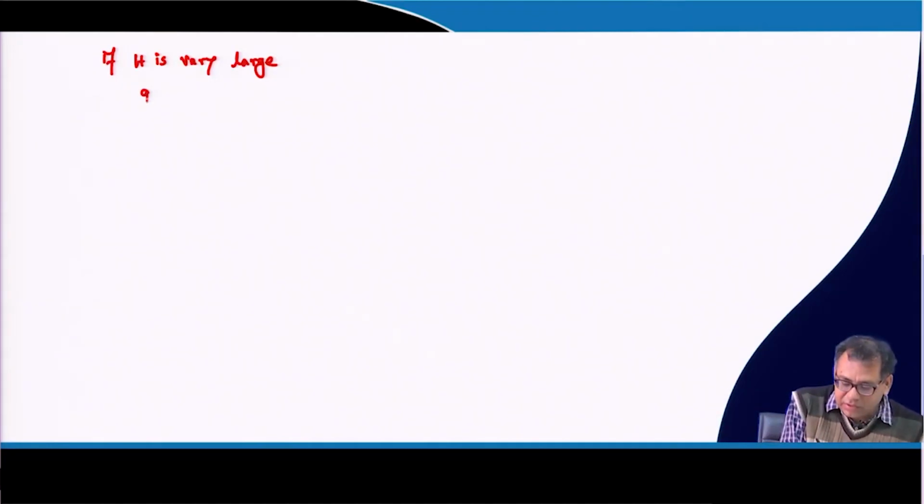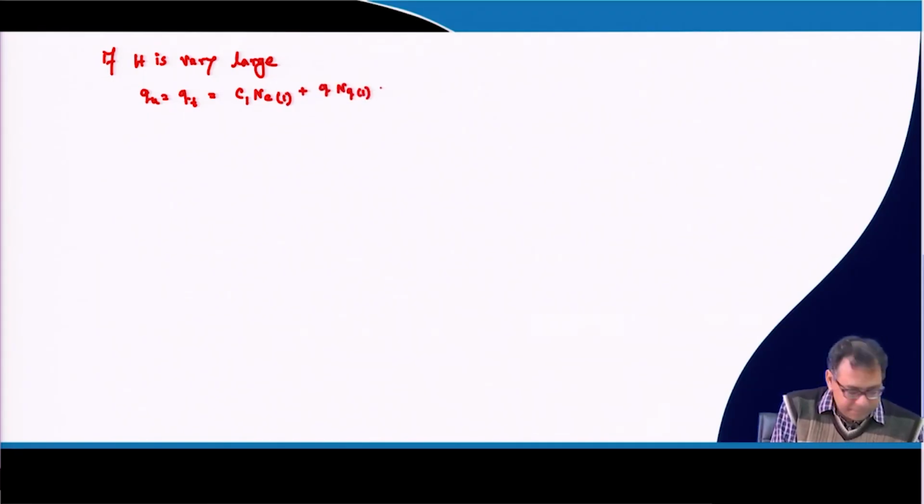Okay. So, in such case, if your H is very large, your q ultimate is equal to q top. Top means the top layer bearing capacity. So, that I can calculate as c1 Nc1 plus q Nq1 plus half gamma 1 B N gamma 1.